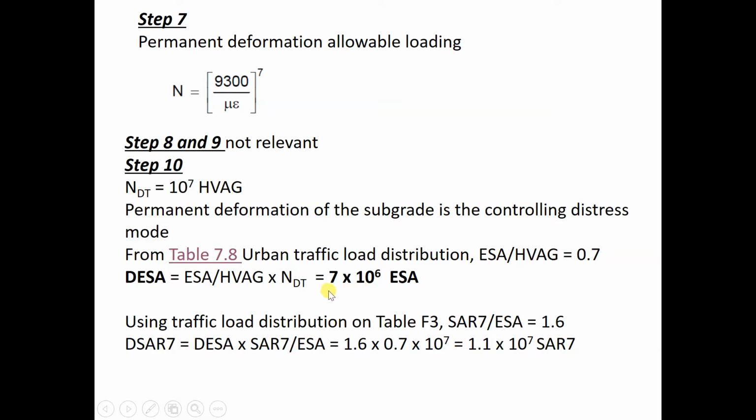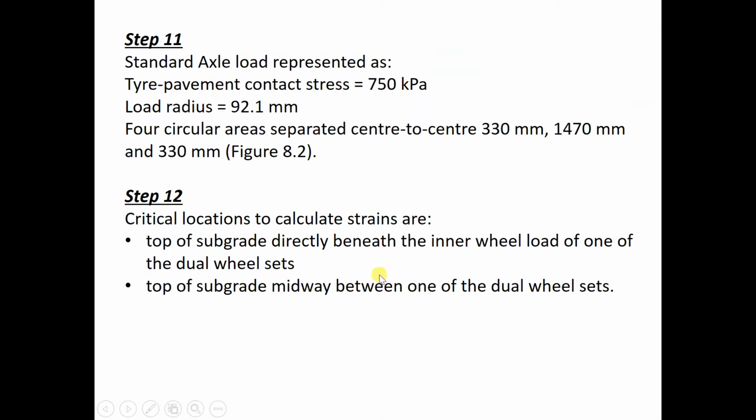So this one, the design traffic in terms of ESA, the unit ESA, is 7 times 10 to the power 6. These are the steps in the OSROD for the mechanistic design. Okay, so we're not going to look too much. We're going to run the software.